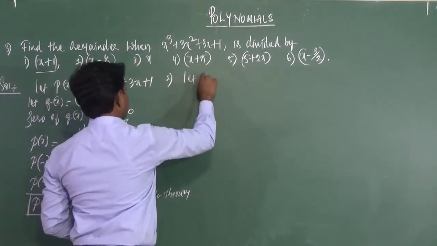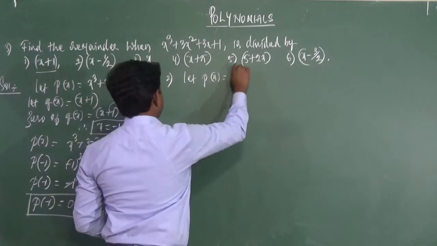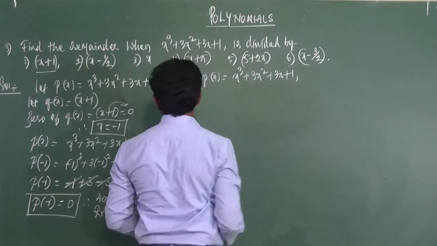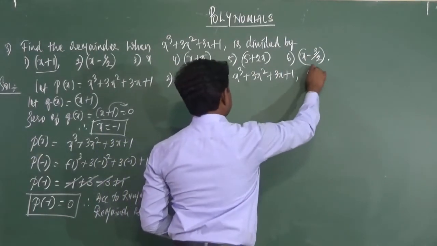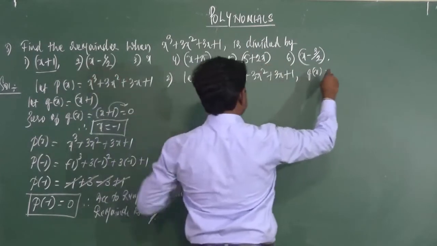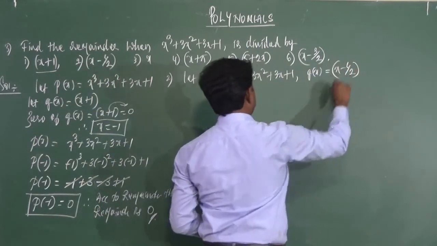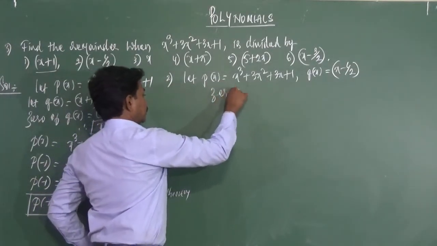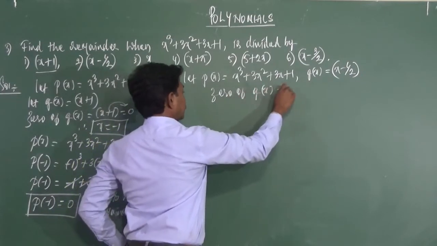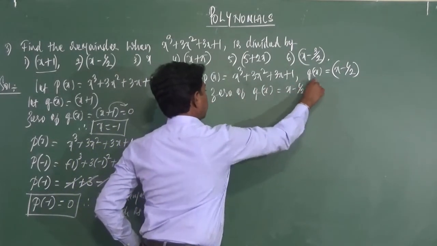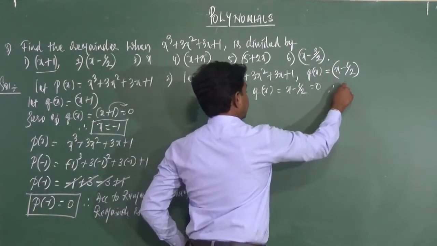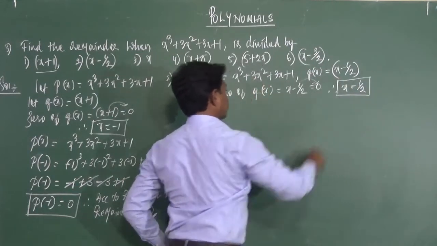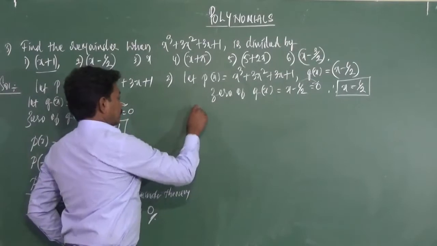Let p of x be equal to x cube plus 3x square plus 3x plus 1, and g of x is equal to x minus 1 by 2. Now let us find the zero of g of x. The zero of g of x: x minus 1 by 2 is equal to 0, so x is equal to 1 by 2.